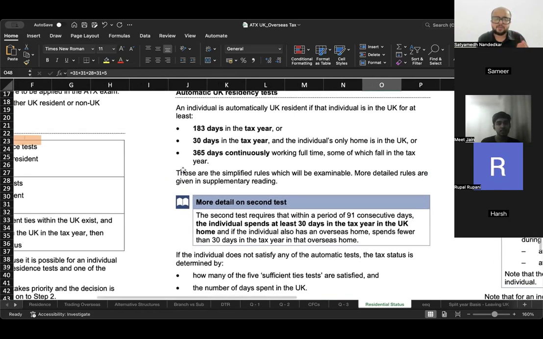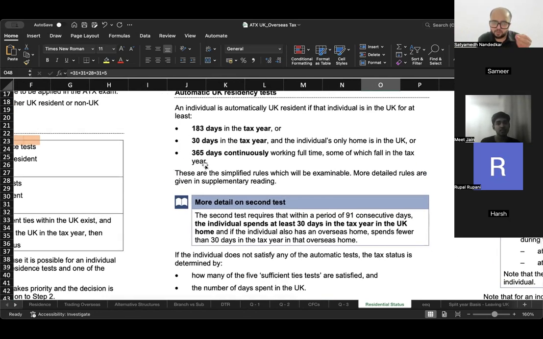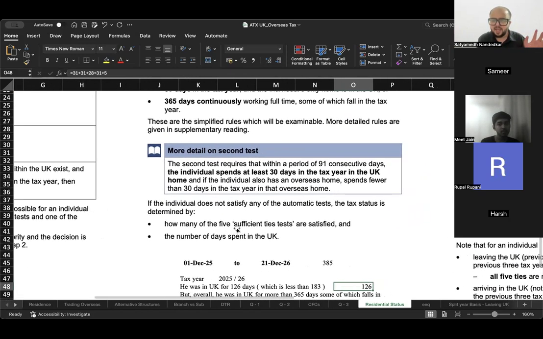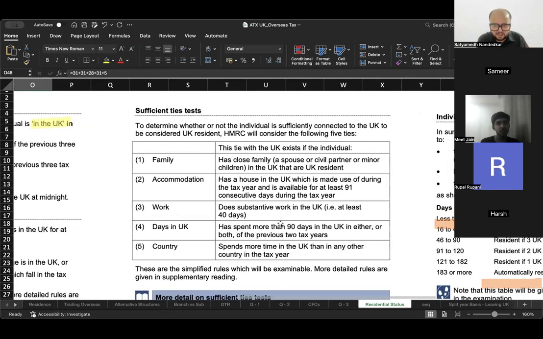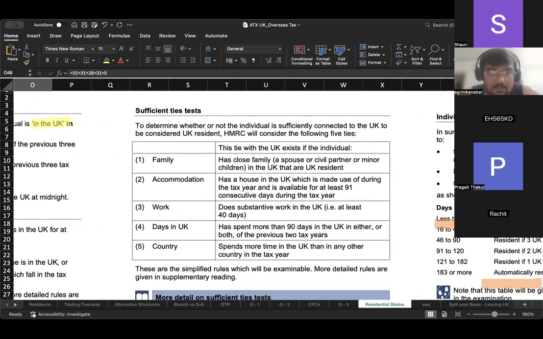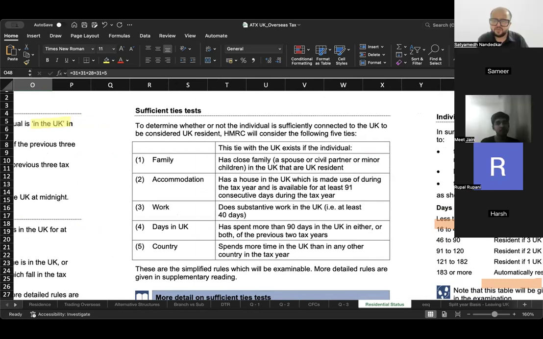But if for some reason you are not able to satisfy even these tests, then you will have to go to the sufficient ties test. I think this weekend only we did a question that had sufficient ties and ये वाला उसमें चेक हुआ था ना 90 days वाला, if I am not wrong. ऐसा ही कुछ क्वेश्चन किया था I think this weekend. Now, the sufficient ties test has 5 ties that bind you to the United Kingdom.